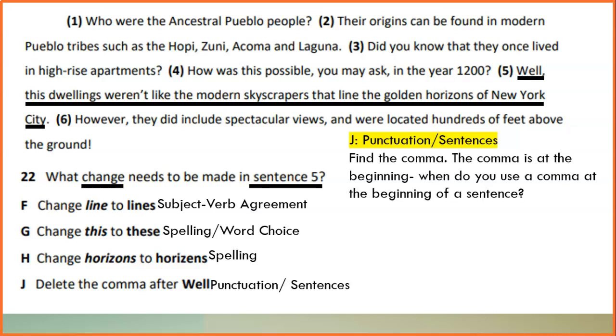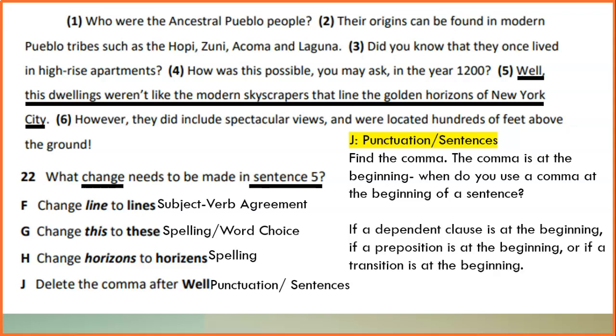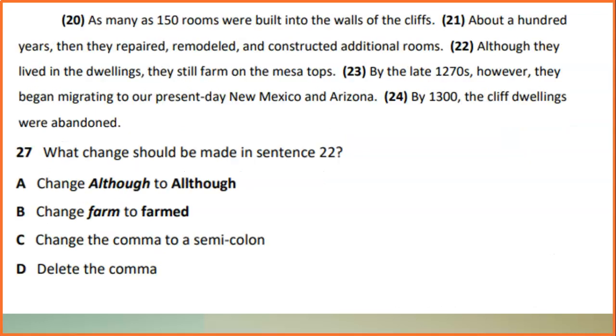The comma's at the beginning, so when do I use a comma at the beginning of a sentence? If the dependent clause is at the beginning, I put a comma after a dependent clause. If a preposition or a position word is at the beginning, then I use a comma after the preposition. Or if a transition is at the beginning, I use a comma after the transition. Well is a transition, so H is incorrect.